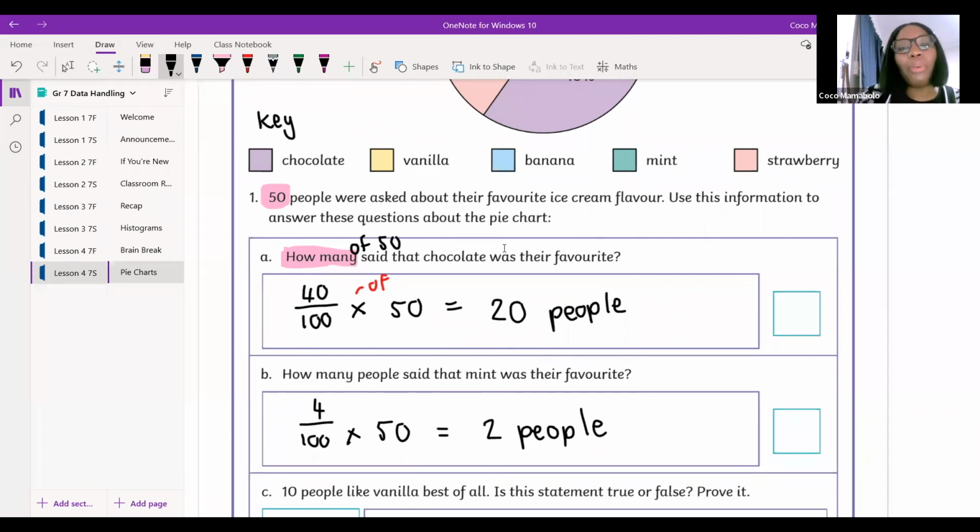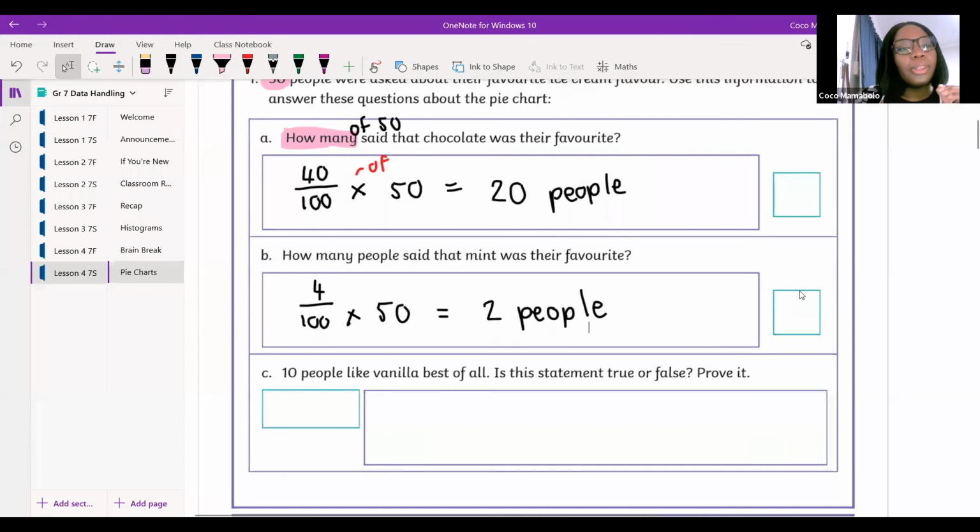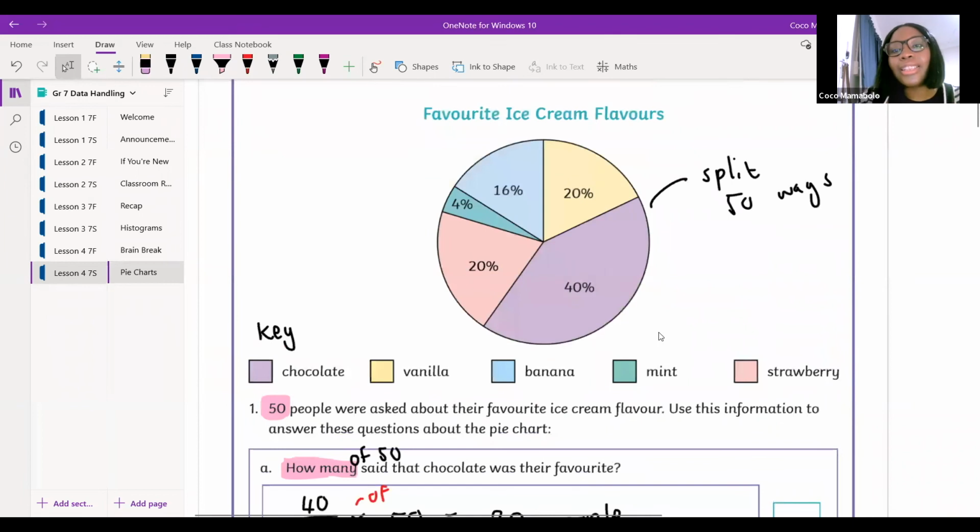Excellent. Now, I want you guys to confirm for me. My question says, 10 people like vanilla best of all. Is this statement true or false? I want you guys to go calculate how many people like vanilla and tell me if it's 10 people. Is it true or is it false? Go calculate for me.